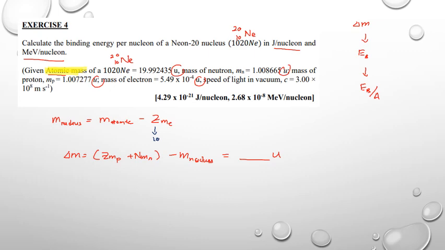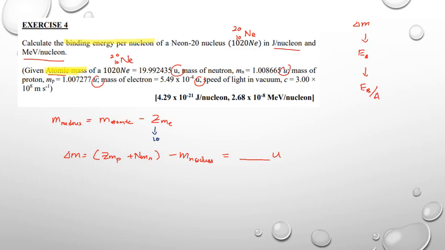Now, do you have to convert delta M into kg? No. Why? Because the question is just asking for binding energy per nucleon in 2 different units. It didn't ask you to calculate mass defect in 2 units. It didn't ask you to calculate binding energy in 2 different units. What it wants is just binding energy per nucleon in 2 different units. Therefore, for mass defect, you can leave it in U.